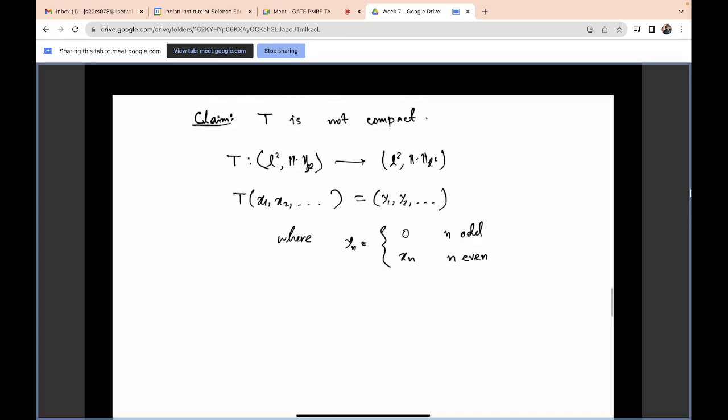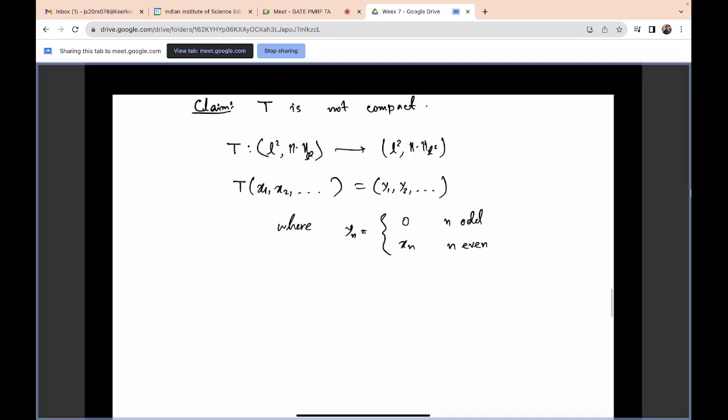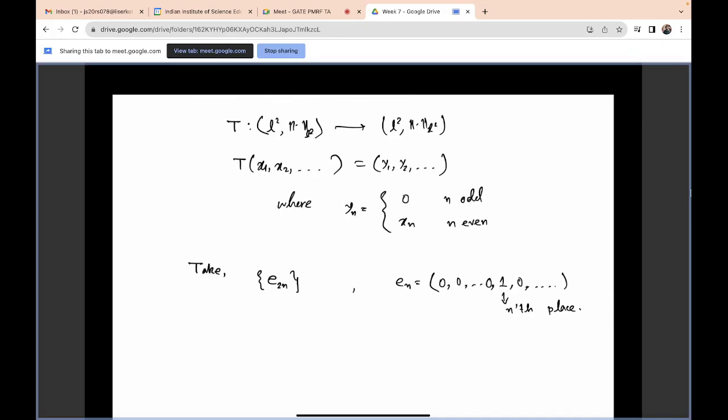So in order to show that this is not compact, again we have to find a bounded sequence so that T of that bounded sequence does not have any convergent subsequence. So as earlier, let's take that sequence to be E2n, only the even ones, where the En's are as earlier: 0, 0, 0, dot dot dot, 1, 0, 0, like this, with 1 in the nth place. So E2n has 1 in the 2nth place, for n greater than 1.